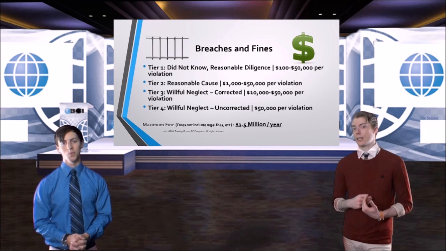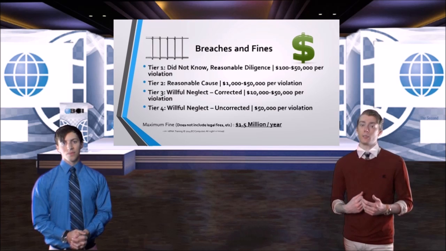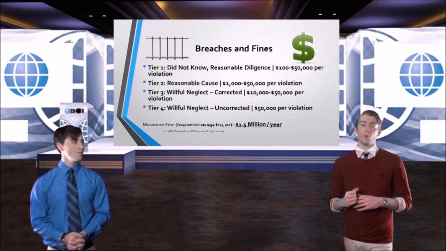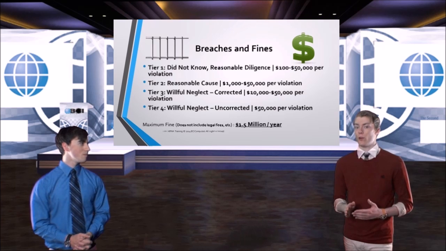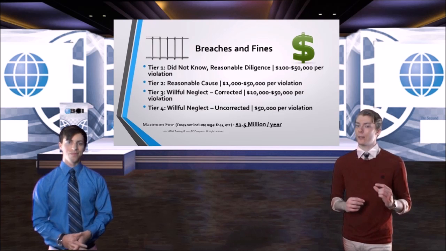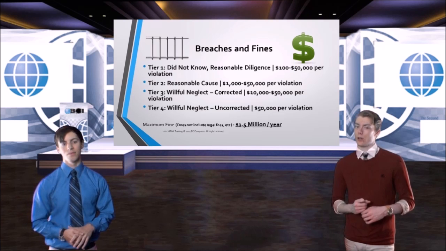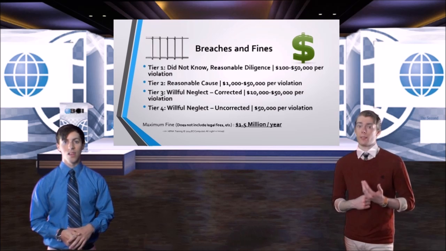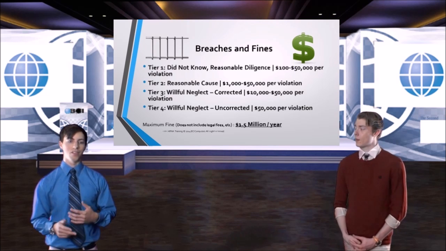Now, the second tier is considered reasonable cause, which is really when you weren't informed of it yet, but you should have known, but they'll still give you a tiny break on it. These will start off at $1,000 up to $50,000 again. Now, tiers 3 and 4 are all based on willful neglect.